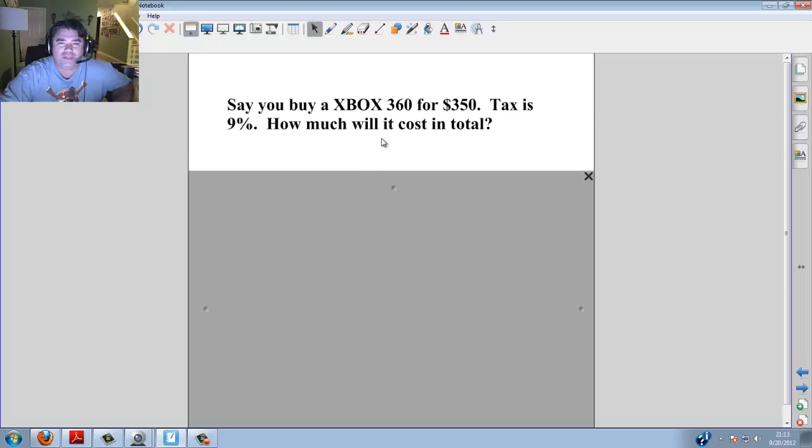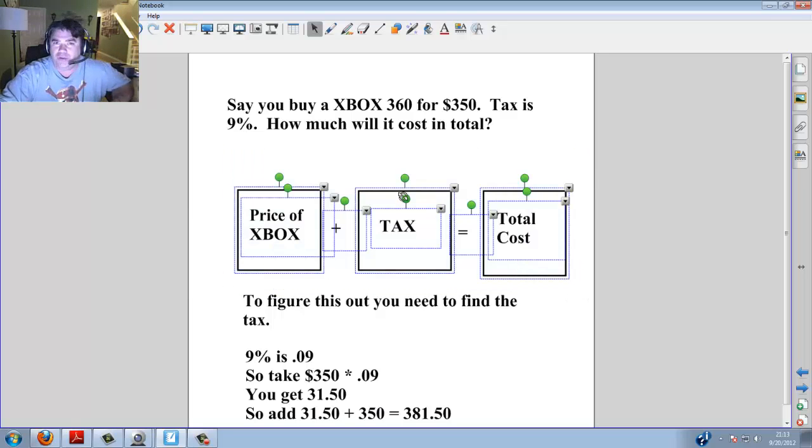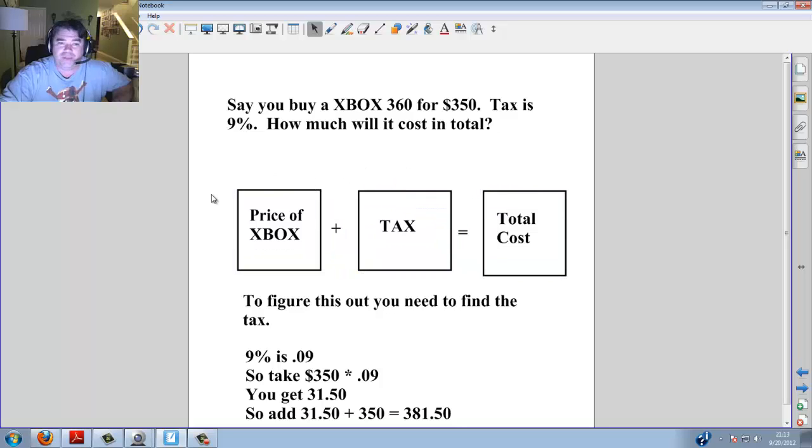So you buy an Xbox 360 for $350. Tax is 9%. How much will this cost in total? Now this is a little different, so we're going to talk about this here. I want you to make a box. If you're taking notes, go ahead and make a box and just put the following: price of the Xbox, plus tax, and the total cost.